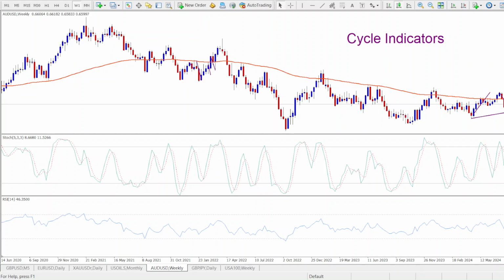Now, let's quickly go over some common mistakes traders make when using cycle indicators. The first is relying too heavily on indicators alone. Cycle indicators are useful, but they are not the whole picture. It's important that you note that. Make sure to combine them with a strong understanding of fundamentals and market sentiment.